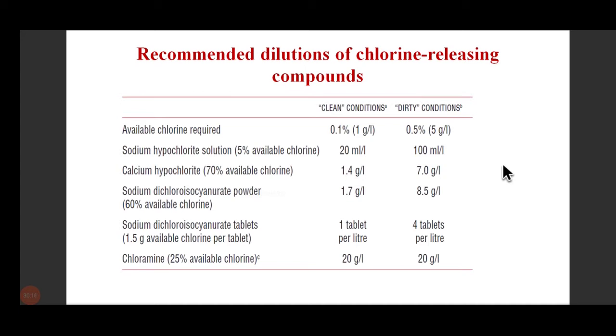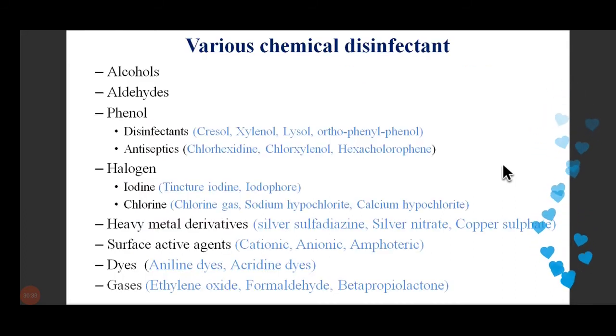0.5%, which is 5 gram per liter, is required in dirty conditions. According to that, we have various formulations like sodium hypochlorite, which is available as 5% chlorine, calcium hypochlorite as 70% chlorine, sodium dichloroisocyanurate as 60% chlorine, and sodium dichloroisocyanurate tablets in 1.5 gram formulations, and chloramine at 25%. So basically, these percentages show the active chlorine in the particular disinfectant.